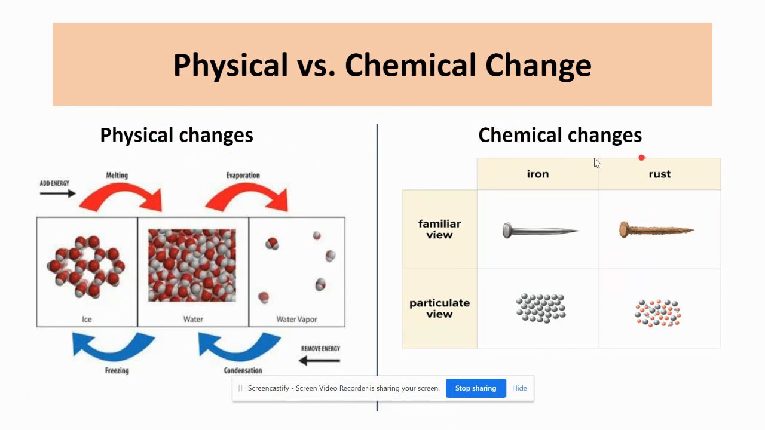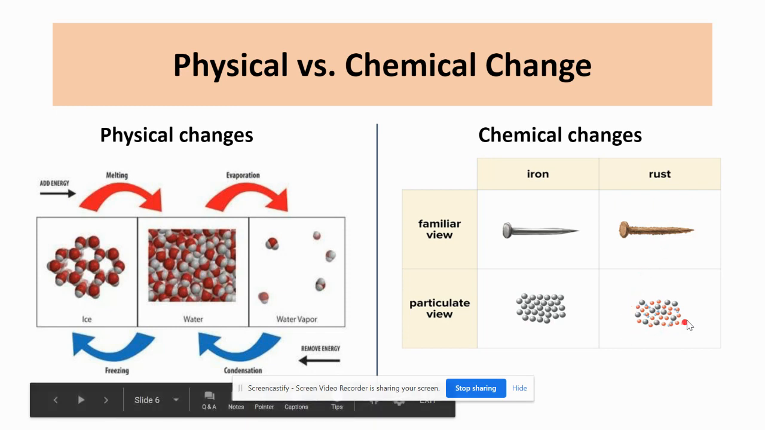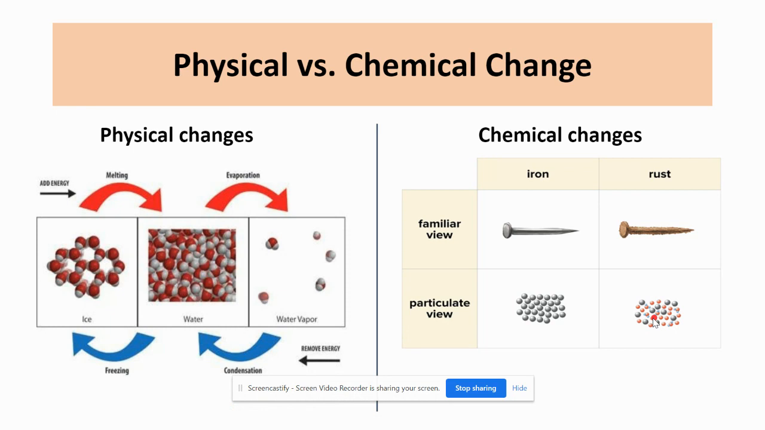Now, in terms of chemical change, if you have Fe, iron, and it undergoes an oxidation reaction to form a new compound with oxygen in the air, you can see that Fe now is not just Fe anymore. It's Fe combined with oxygen and forms a new compound. You can see that it incorporates oxygen atoms here. So this is going to be rust. So iron is not the same anymore. It forms a new compound. Now this is considered a chemical change.